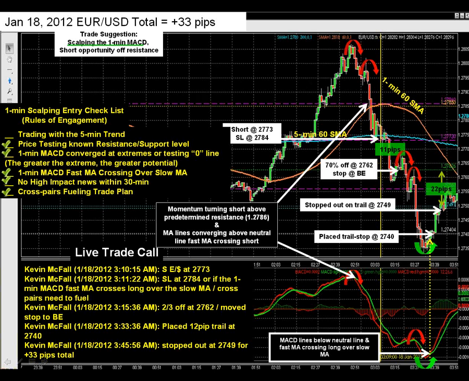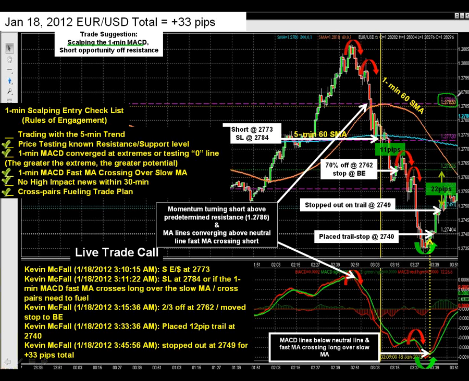So what we do here, again, using the channel break trading strategy, and this is the 1-minute MACD scalping method within that trading strategy, we are looking for opportunities to trade either within a predetermined channel or break a predetermined channel to an upper or lower channel.